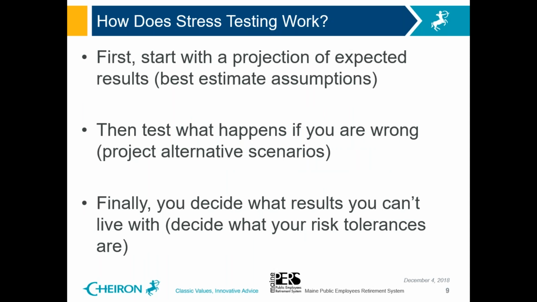So now I'll talk about how stress testing works. We do start with a projection of expected results, which are called the best estimate assumptions. Then we test what happens if you are wrong, using alternative scenarios, and finally decide which results you can't live with, and that helps you decide your risk tolerances.